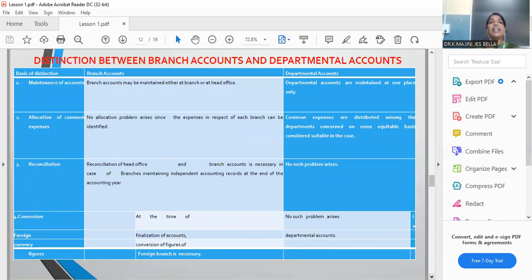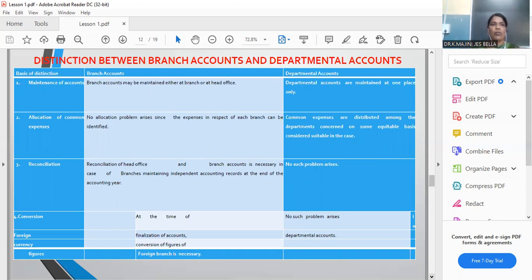Then we can see the distinction between branch accounts and departmental accounts. Most of the students have doubts about branch accounts and departmental accounts. Many of the students and many others also think the branch accounts and the departmental accounts are the same, but they are totally different. Now we can see how they differ from one to another. I have given some of the points here. The basis of distinction, first I have given the branch accounts, then the departmental accounts. So you come to this point.